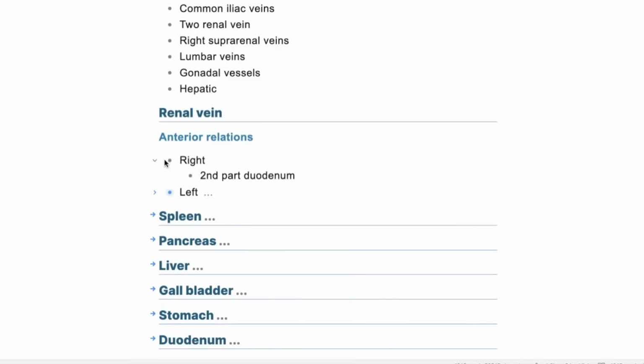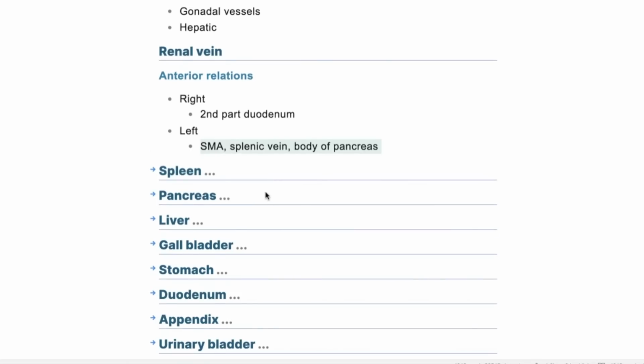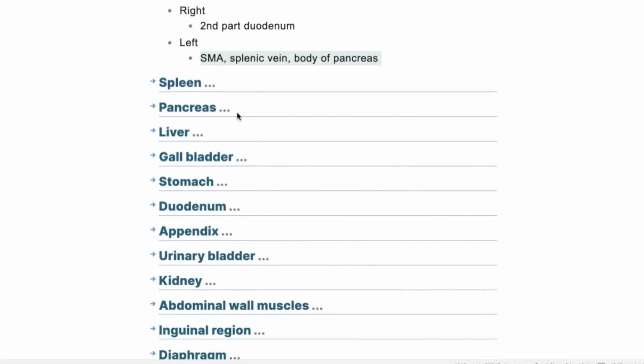You have the right related to the second part of the duodenum, and the left related to superior mesenteric artery, splenic vein, and the body of pancreas. I'm sorry, your voice is really interrupted. I can't hear you well. Now, are you clear? Yeah. So again, on the right side you have the second part of the duodenum, and on the left side you have superior mesenteric artery, and the splenic vein, and the body of the pancreas related to it as well. Okay. Well, I think you've done enough.